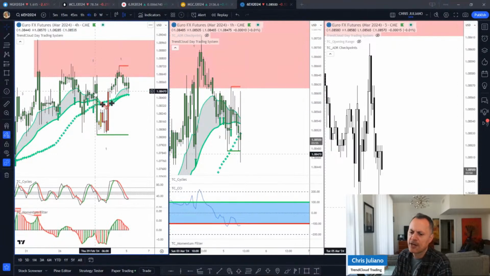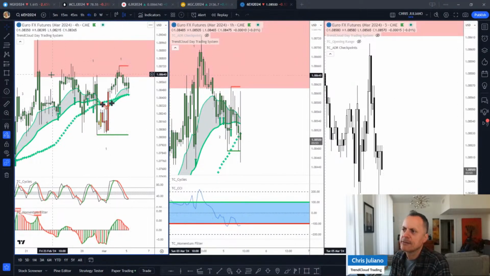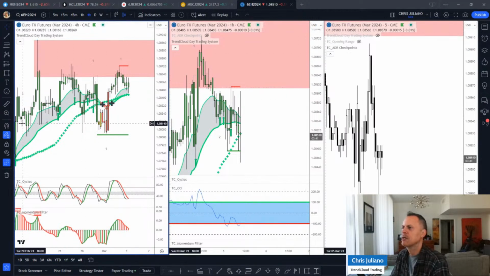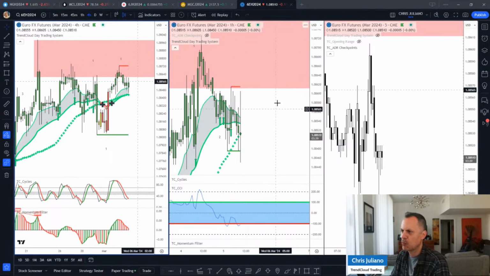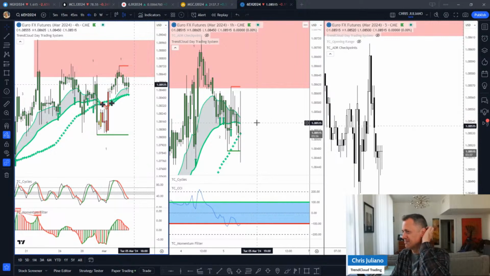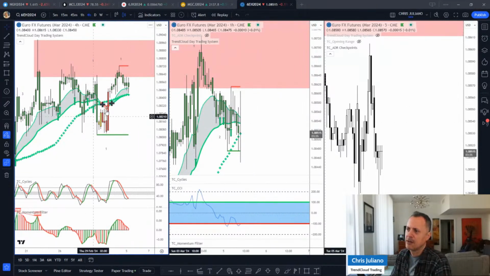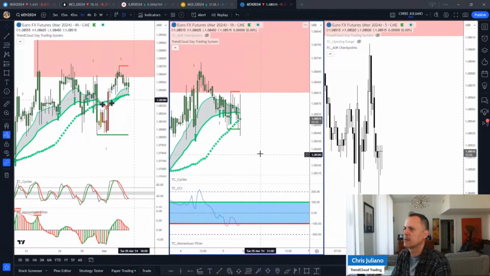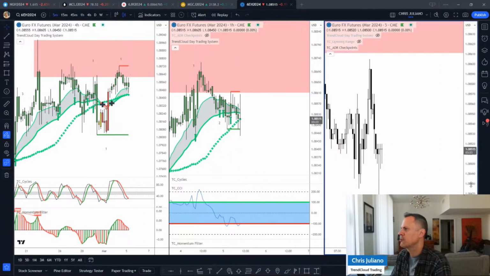I just kind of eyeballed it and said, okay, resistance, resistance, resistance. I'll draw it out where the majority of those little wicks hit. Right? Look at all this whipsaw. Uptrend, uptrend, cycling down, momentum is down, mixed signals. A whole bunch of mixed signals.